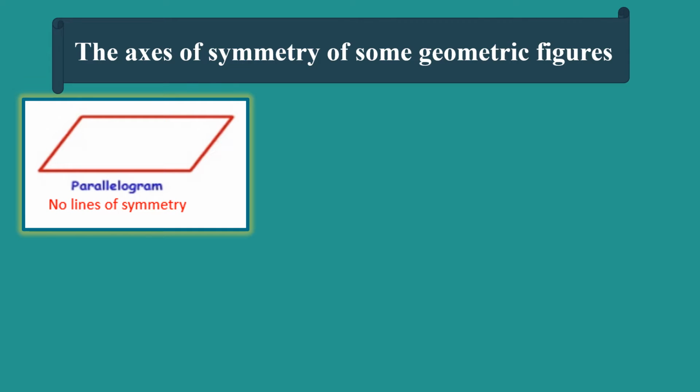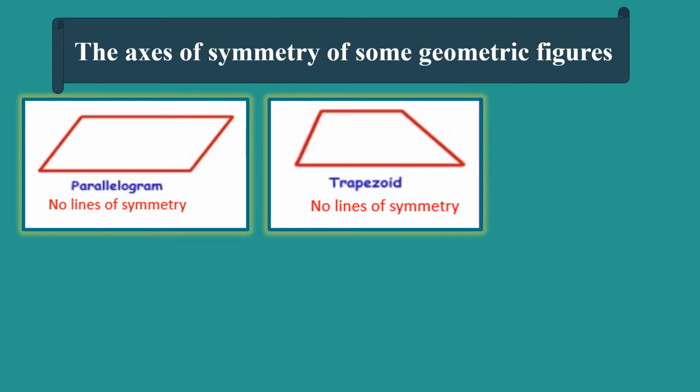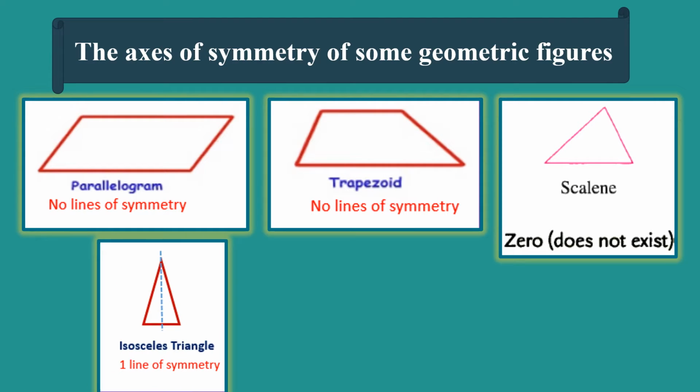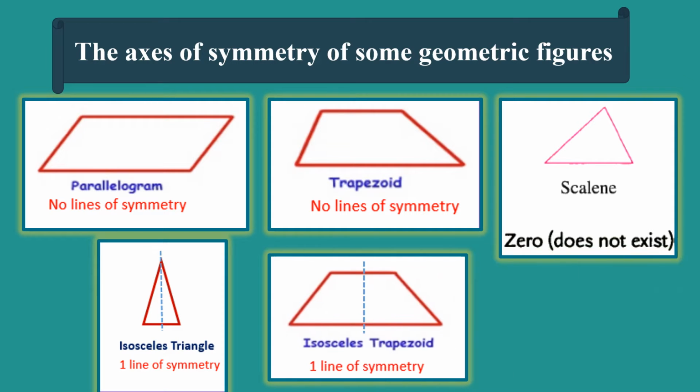Number 1, parallelogram. A parallelogram has no axis of symmetry. A trapezoid also has no axis of symmetry. And a scalene triangle has zero axes of symmetry. Parallelogram, trapezoid, and scalene triangle have no axis of symmetry. But an isosceles triangle has one line of symmetry. Also an isosceles trapezoid has one line of symmetry. Okay?